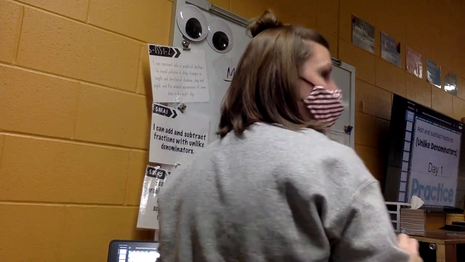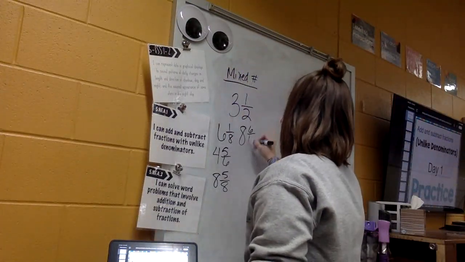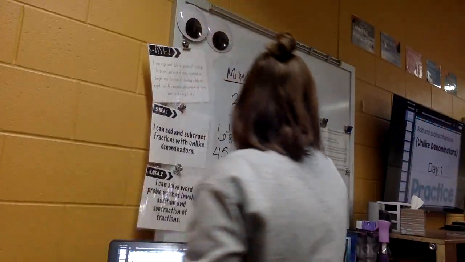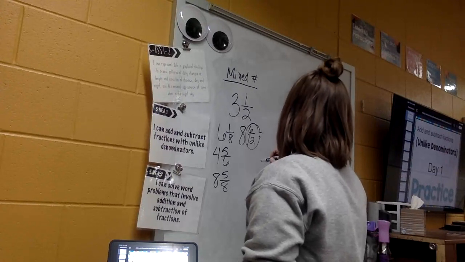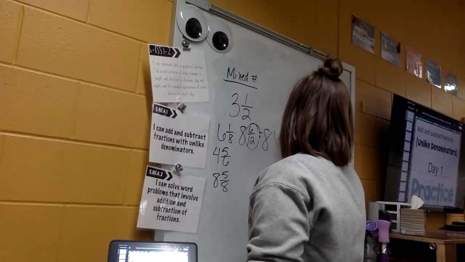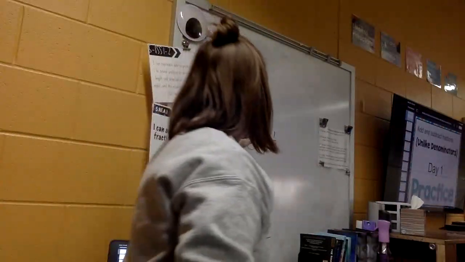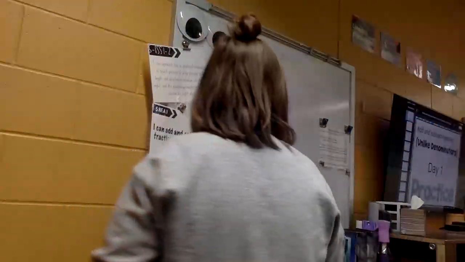Okay. Gage, what's another one? 8 and 6/12. Can I simplify that? Yeah. To what? 3/6. I can simplify 3/6 to 1/2. 8 and 1/2. 6 is half of 12. Yeah. Okay.